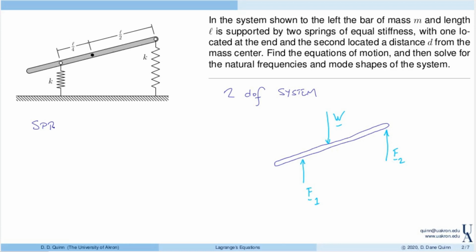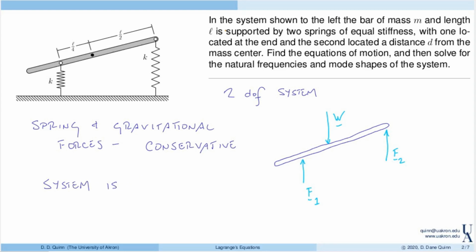We now want to look at the forces that act on the system. Both the spring and the gravitational forces are conservative. So they will be included in the potential energy. And there are no other forces that act on the system. Right? There's no damping. There are, in this case, actually no constraint forces. So the system is conservative, which means that everything is accounted for in the kinetic and the potential energies. And in particular, the generalized forces are by definition 0, because again, there are no non-conservative effects in this problem.